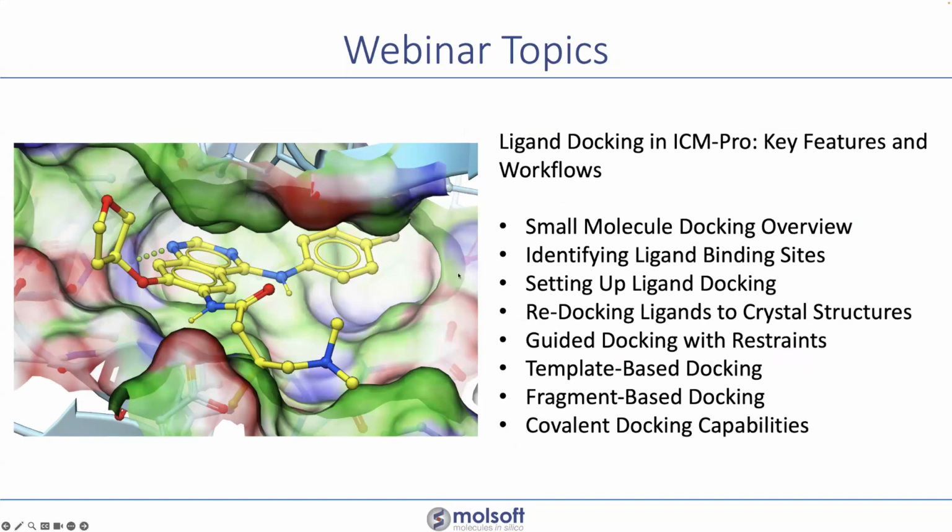So just to summarize the topics we'll go through, with a small overview of small molecule docking, how to identify ligand binding sites, allosteric sites, and cryptic sites using ICM Pocket Finder. Once you found the site to dock to, how to set up the ligand docking, how to remove a ligand from a crystal structure and redock it and assess how accurately it's docked, how to use restraints and templates to guide the docking if you want to do that. We also have capabilities for fragment-based docking and covalent docking. You can also do peptide docking in ICM, but we're not covering that in this webinar.